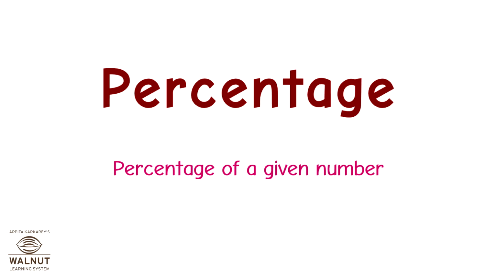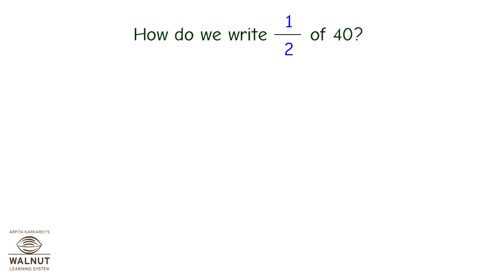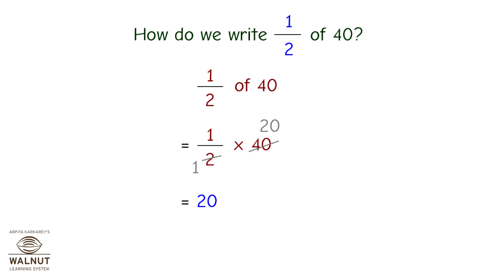Percentage of a given number. How do we write 1 by 2 of 40? In mathematics, of means to multiply. So we write it as 1 by 2 into 40. Then we cancel out the common factors and we get 1 by 1 into 20, that is 20. So we say that 1 by 2 of 40 is equal to 20.